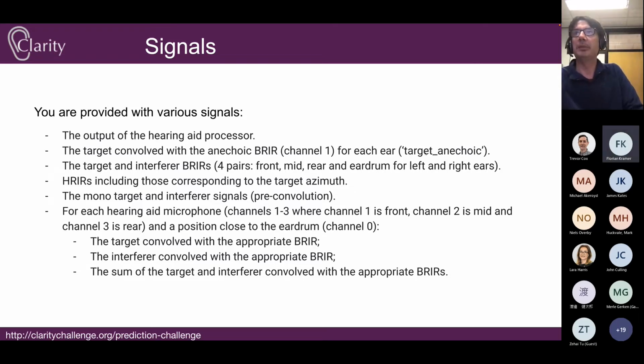So if you're making a double-ended intelligibility model, that's going to be important to you. You've also got the targets and interferers separated, and as they appear at each of the microphones on the hearing aid device and at the eardrum. The head-related impulse responses for all the listeners, and so on. So everything has been made available for you, so you actually could deconstruct and reconstruct the scenes as you wish. So for training data, you're given all of that.